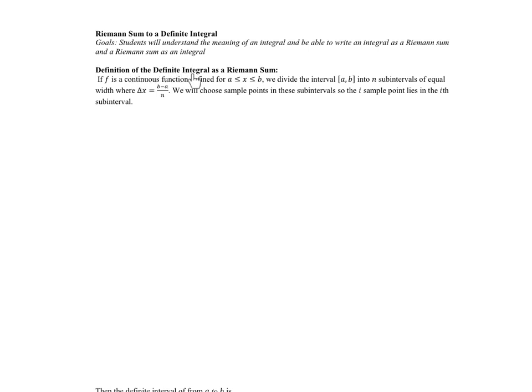The definition of the definite integral as a Riemann sum is if f is a continuous function defined for this closed interval from a to b, we divide the interval a to b into n subintervals of equal length, where delta x is b minus a over n. I'll explain in a moment on that. We choose sample points in the interval so that the ith sample point lies in the ith interval. Okay, so let's make sense of that.